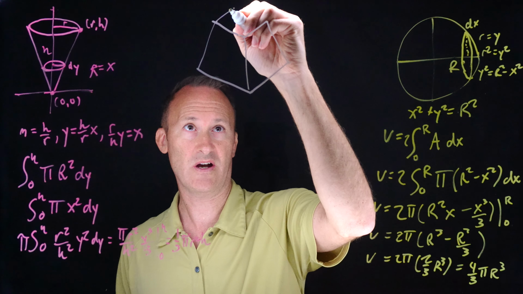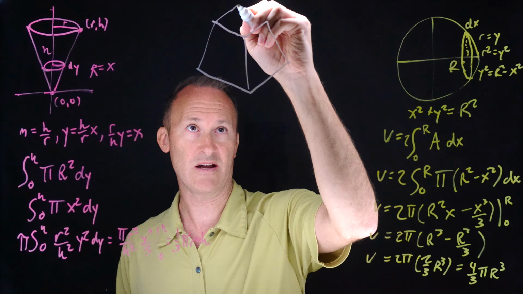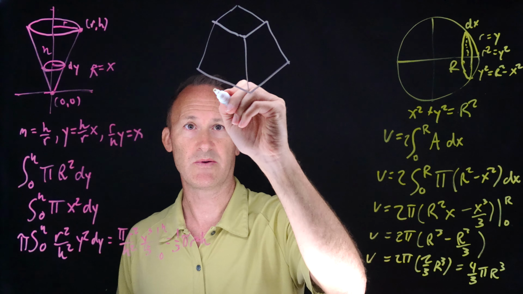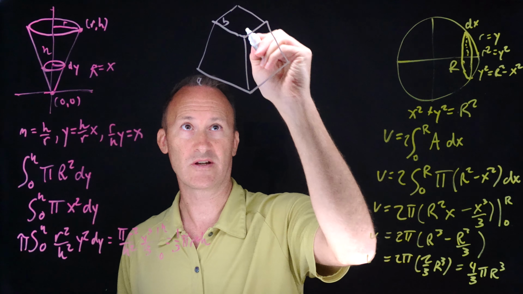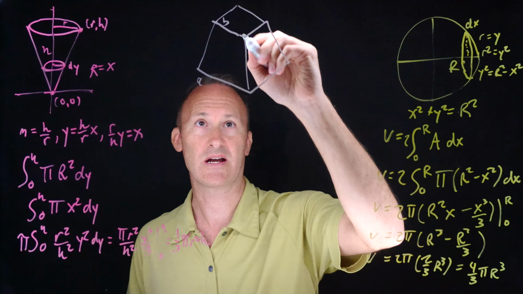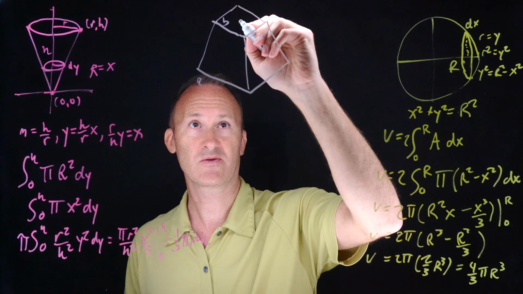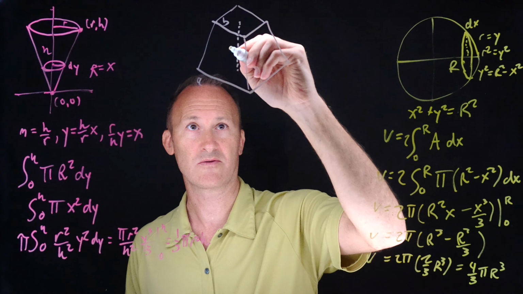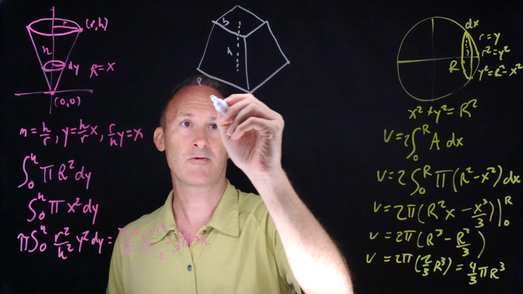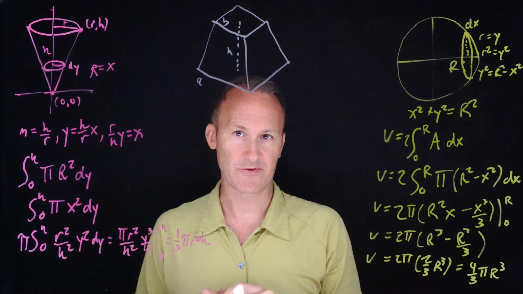Okay, so we would know the height and the sides of these squares. So maybe this one has side length A, and this one has side length B, and it has a given height. Okay, so we have some height to the actual pyramid that goes down to the base. And we want to figure out the volume.